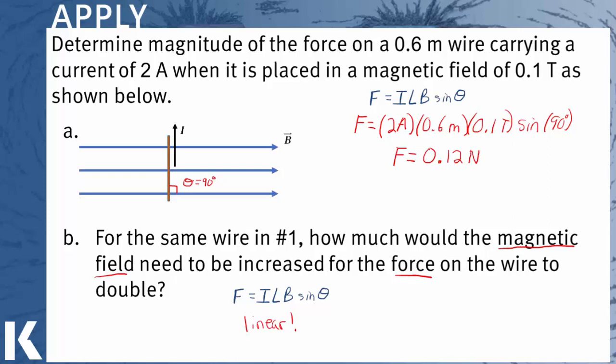Because it's a linear relationship, doubling the field will double the force, or tripling the field will triple the force, or cutting the field in half will cut the force in half. The big takeaway here is that whether you are looking at a charged particle in a magnetic field or a series of charged particles moving through a wire in a magnetic field, any charged particle in a magnetic field will experience a force.